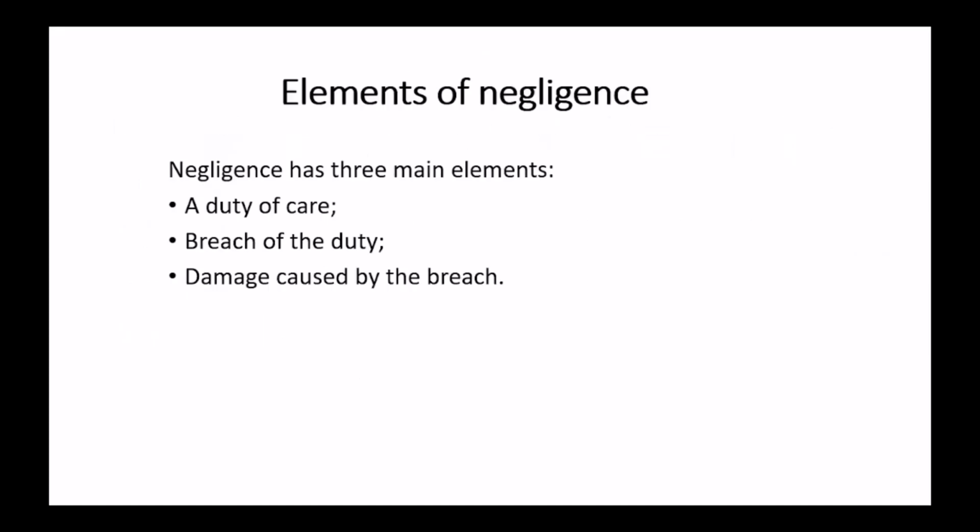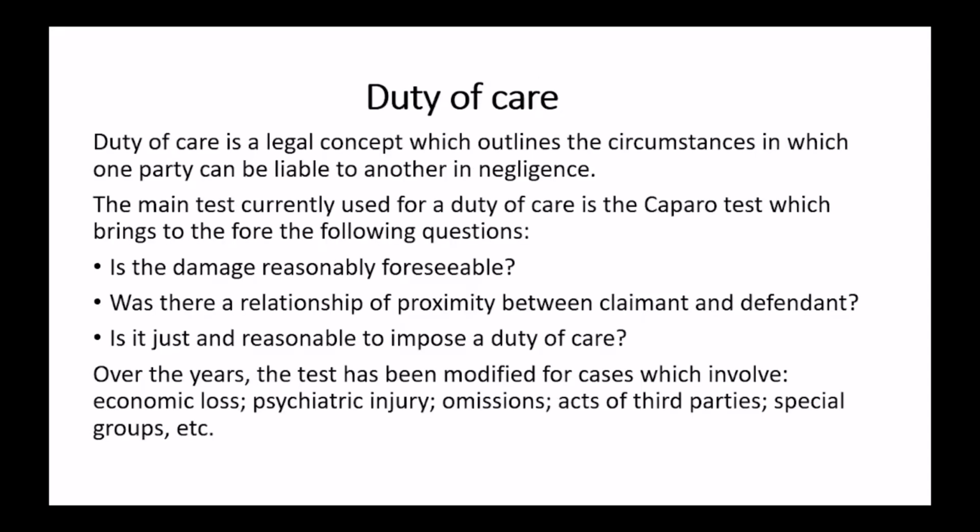So what are the elements of negligence? It has three main elements, which are: 1. A duty of care, 2. Breach of the duty, and then 3. Damage caused by that breach. So let's look at them one by one so as to get to know what they entail. Let's begin with duty of care.